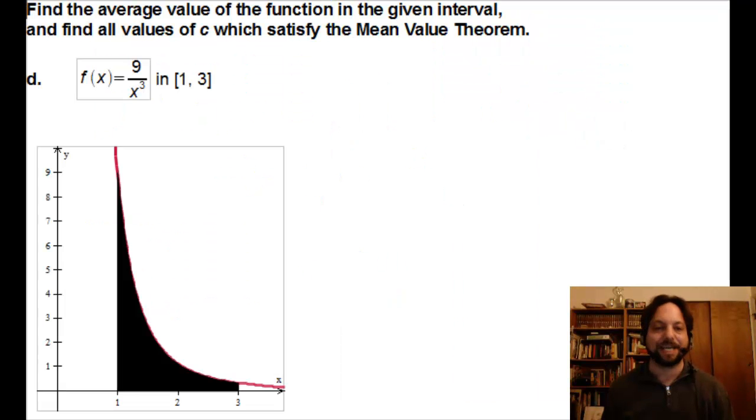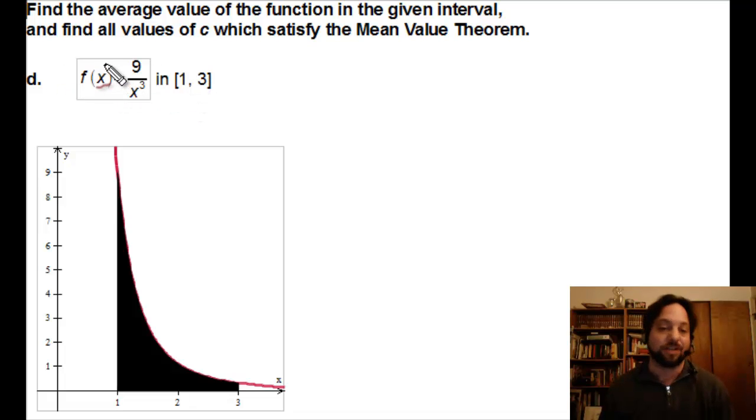So examples D and E are actually two-part examples. We're going to begin on both of them by finding the average value of the function over the given interval. And then we're going to use the mean value theorem to try to find the value of c at which the rectangle with that average height is located. We'll use some graphics here, so hopefully this will all make sense in the end.